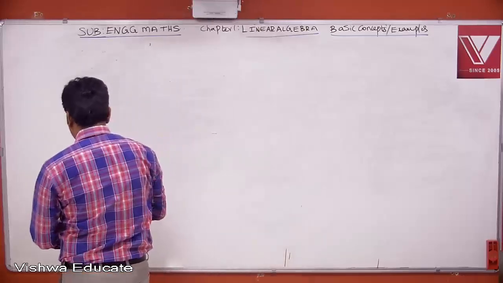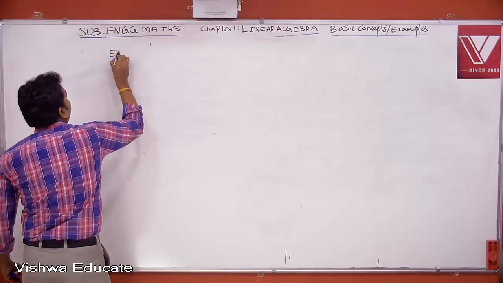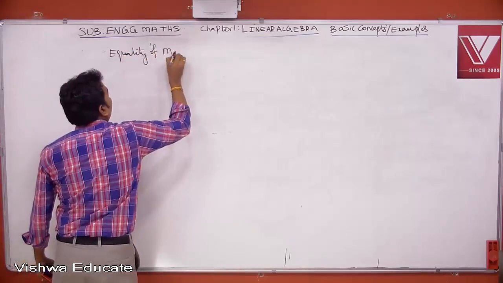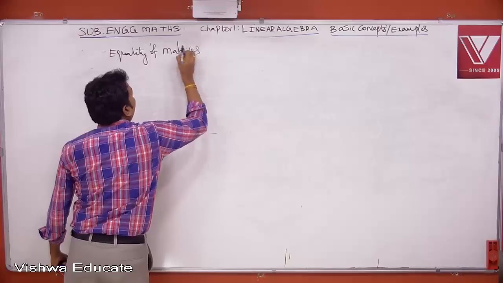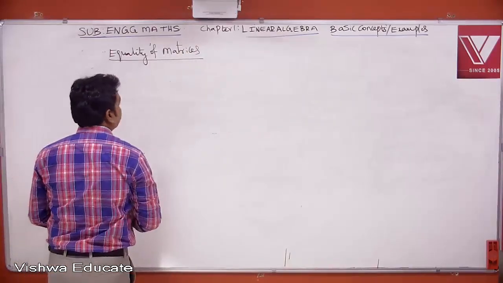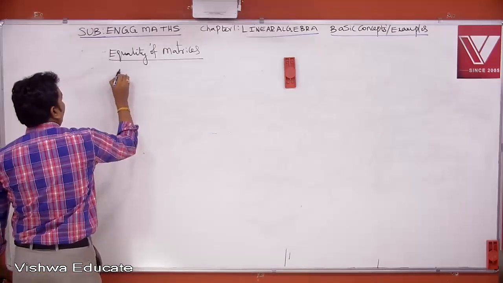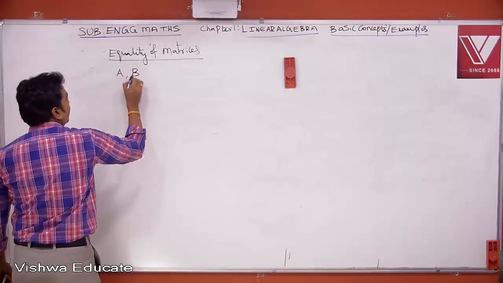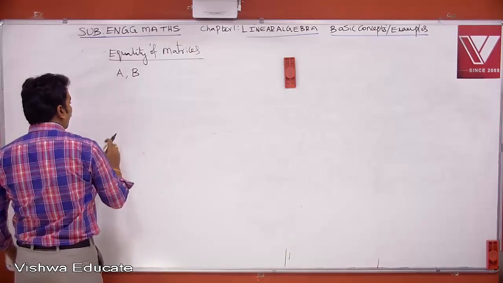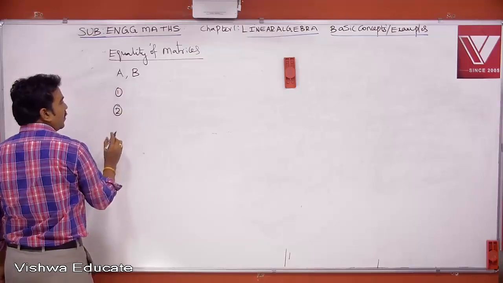Next concept. Equality of matrices. Suppose we have two matrices, say A comma B. First matrix is A, second matrix representation is B. We say that these two are equal if they satisfy two properties.